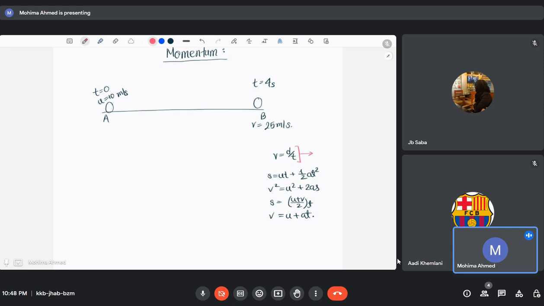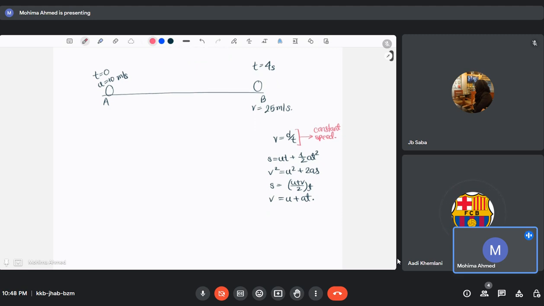In this example, you can clearly see that the object is not at constant velocity, right? The object's velocity is continuously changing. Initially, its velocity was 10. Finally, its velocity was 25. So we can clearly see the object was not moving with constant velocity, and this equation can only be used when the object is moving with constant velocity. So Saba, can we use this equation to calculate the motion of this object along this journey? No, because the object is not moving with constant velocity.